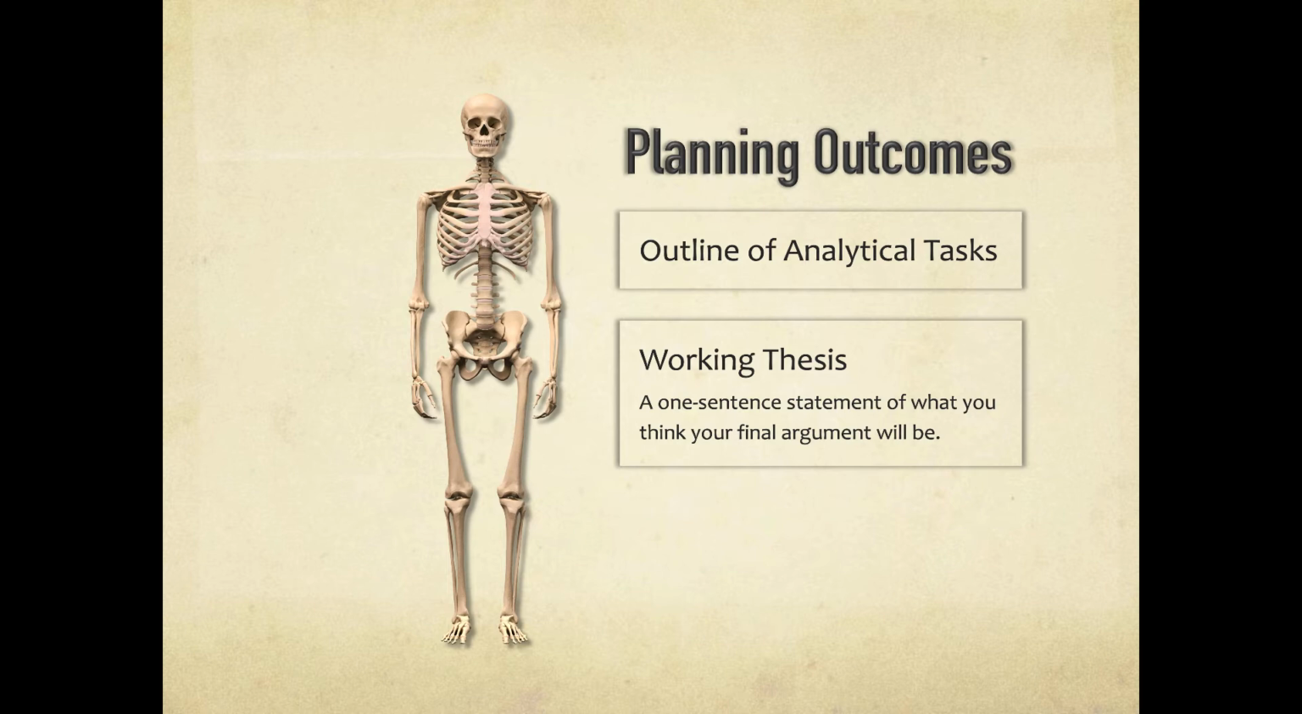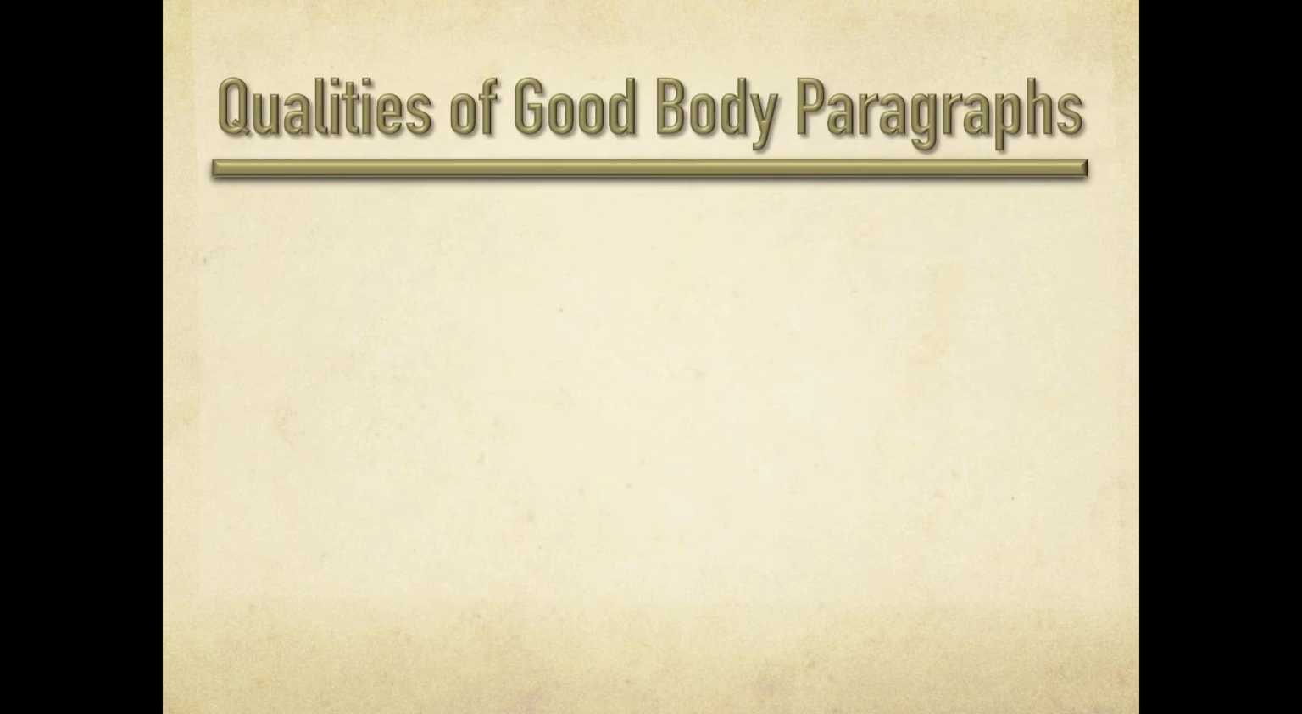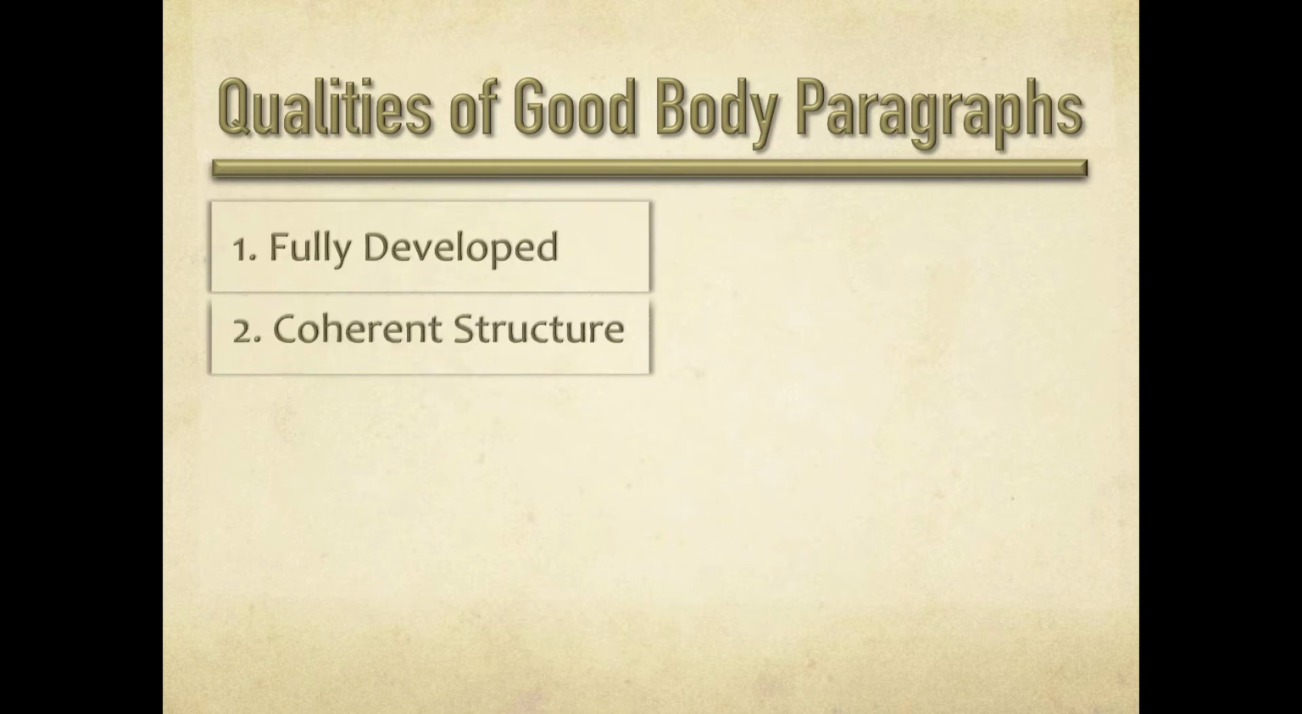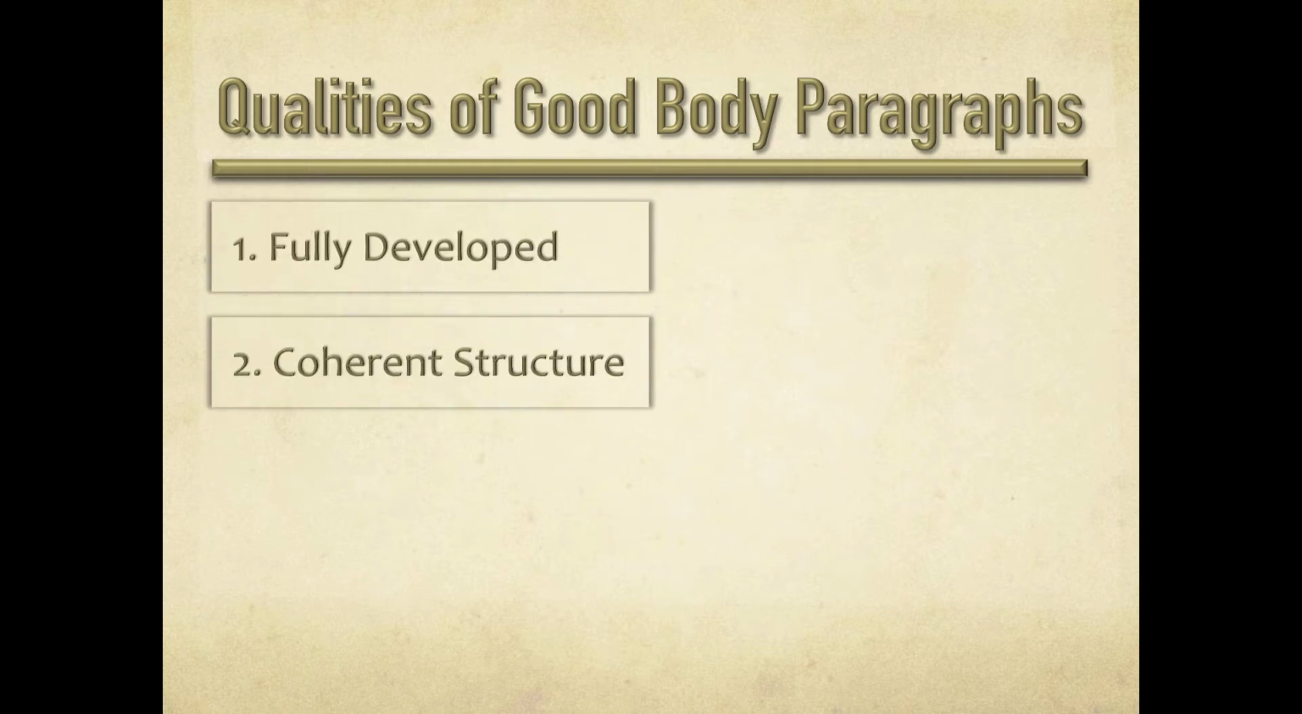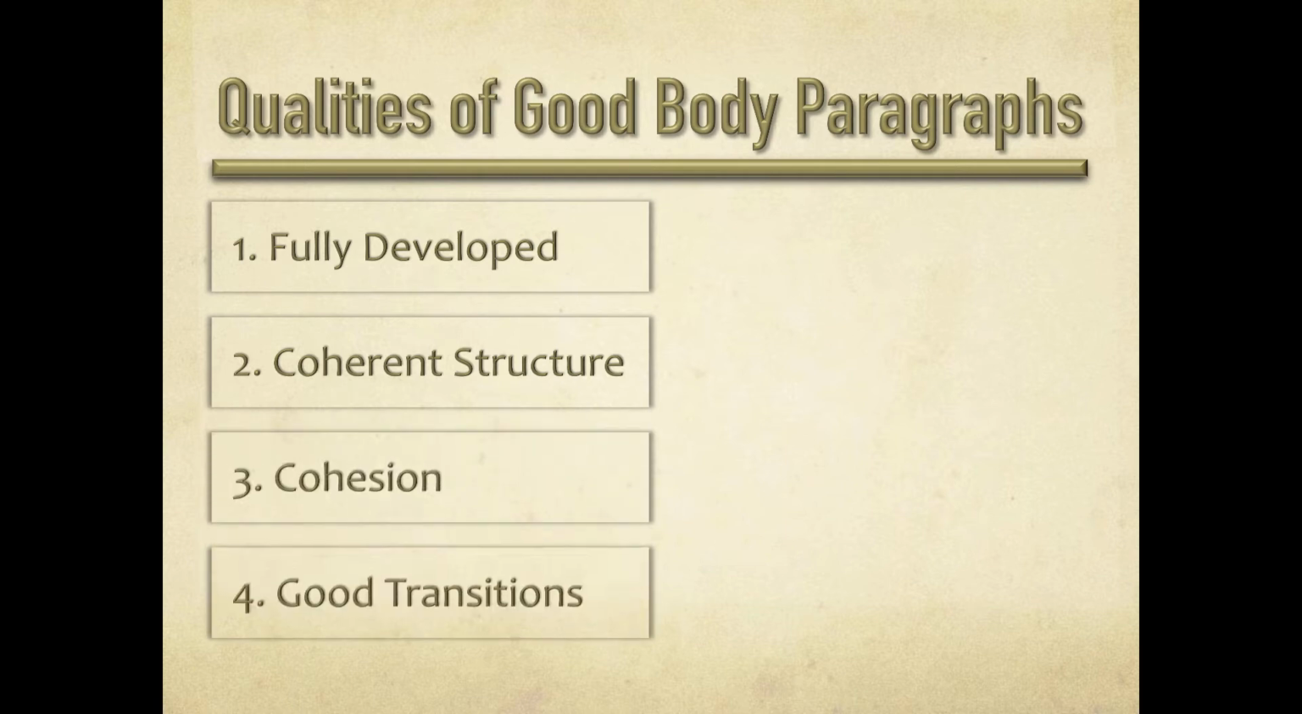Okay, so the basic building blocks of any paper are the body paragraphs. Introductions and conclusions are also really important, but there's a separate video on those types of paragraphs, so here we're going to focus on what makes a good body paragraph. There are 4 key qualities that all good body paragraphs share. They're fully developed, they have a coherent structure, they're cohesive, and they have good transitions.